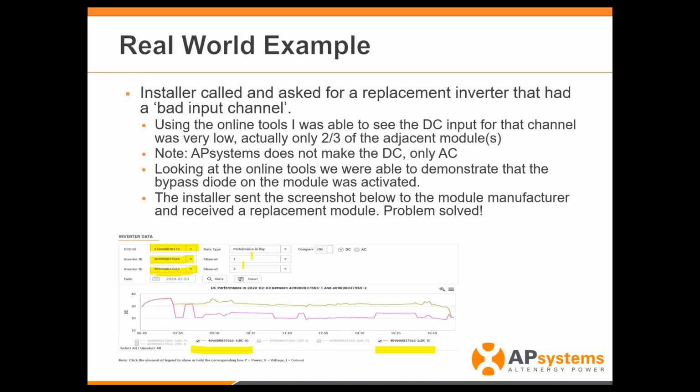He sat and chewed on it a little bit, thought about it, and I said, yeah, APsystems does not make the DC. We only measure what we get. So the information you're seeing here, both those voltages, is from the module. He literally took a picture of the screen, walked over to the manufacturer that he bought the panels from, and they shipped replacements out.